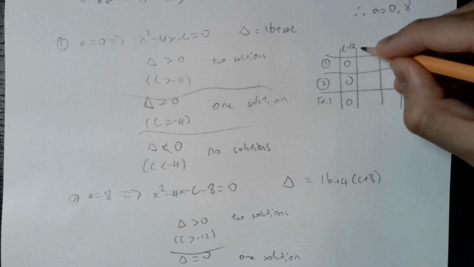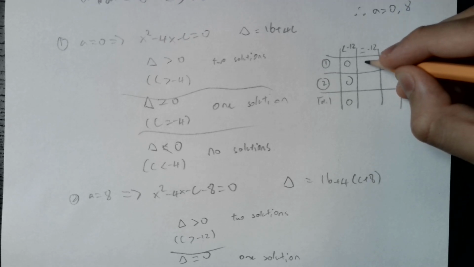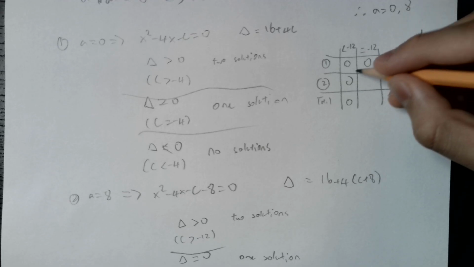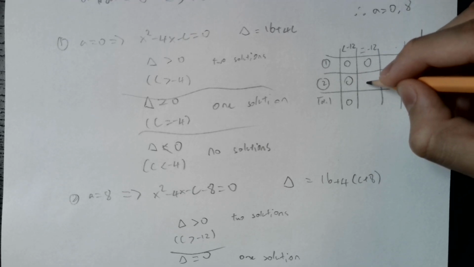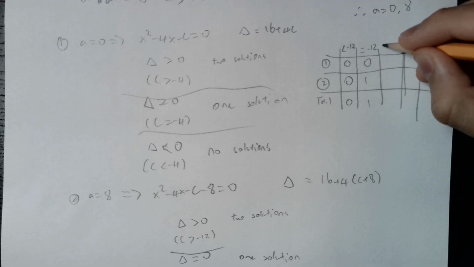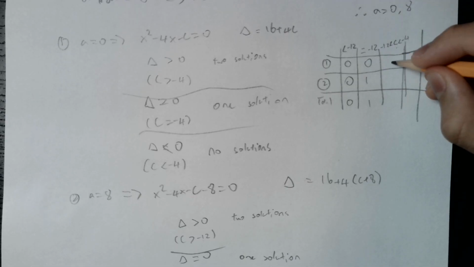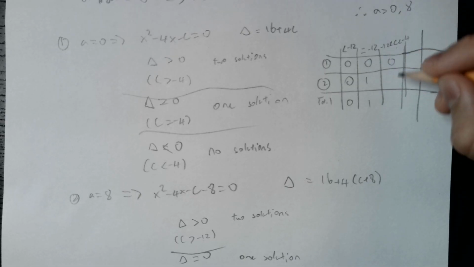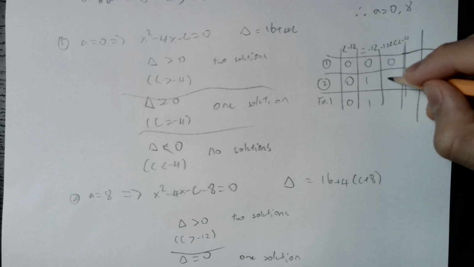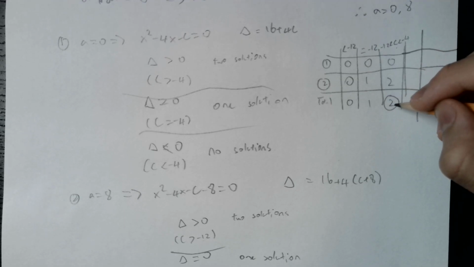If it is going to be equal to -12, then here, equation number 1 still has zero solutions, but equation number 2 has 1 solution, so the total is going to be 1. And similarly, if it's going to be bigger than -12, but smaller than -4, here we can see that equation number 1 still has no solutions, but equation number 2 has, you guessed it, 2 solutions. So the total is going to be 2, and I'll mark this down because this is viable.